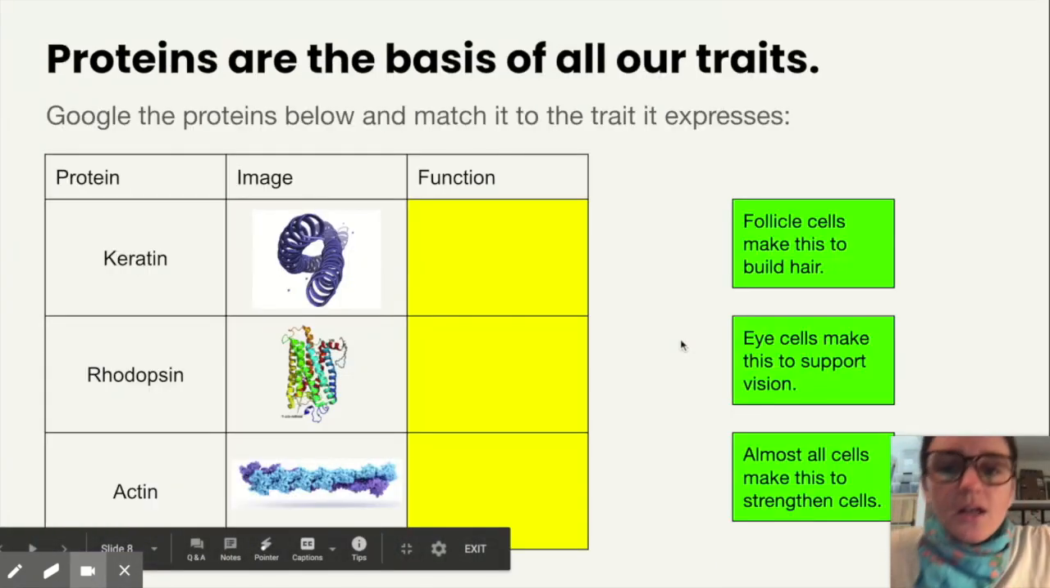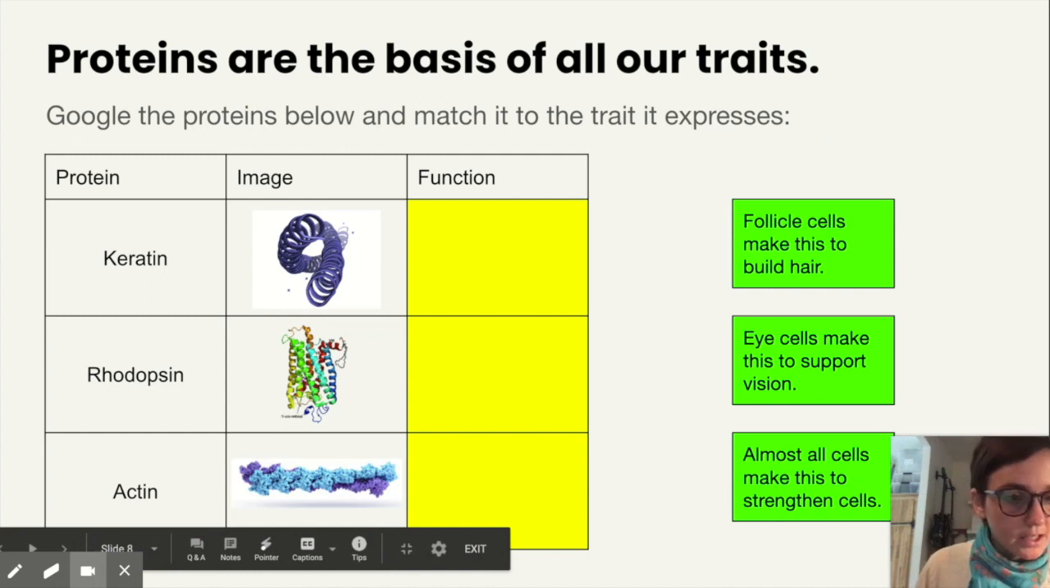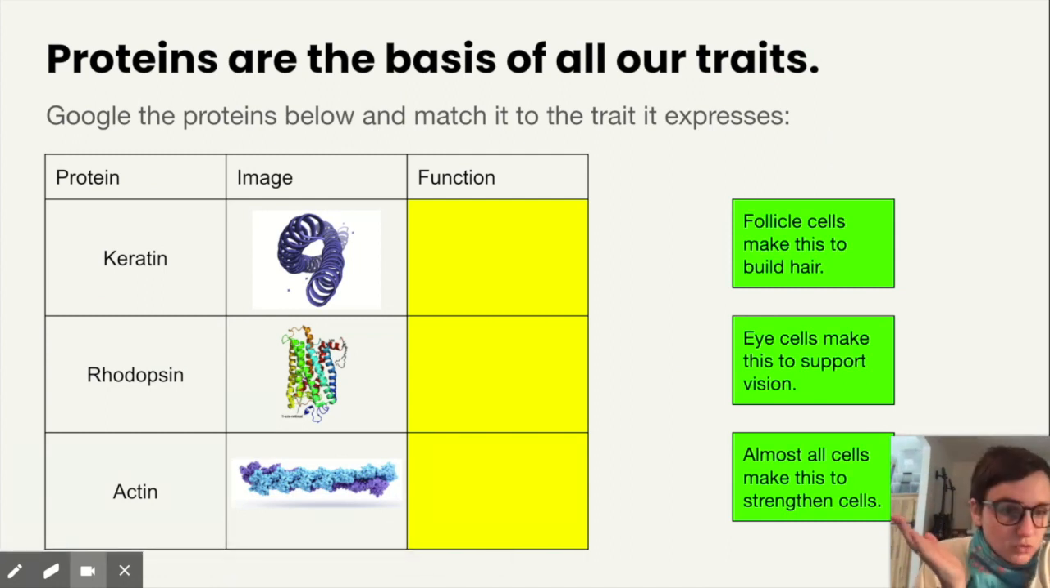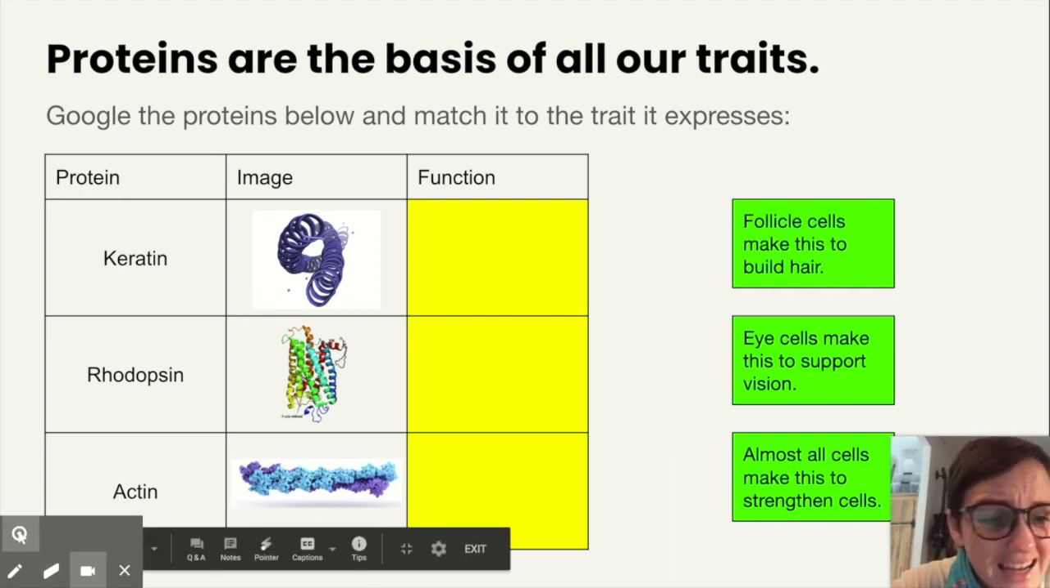All right. So, proteins are the basis for all of our traits. Every trait in every single organism is expressed by proteins. So I want you to take a second. These are like crazy science words: keratin, rhodopsin, actin. I don't even know what these mean. Take a second, Google these and see what is the function of keratin. Which of these traits actually matches up with the function of these proteins? So take a second, Google each one and see if you can figure out how they match up.